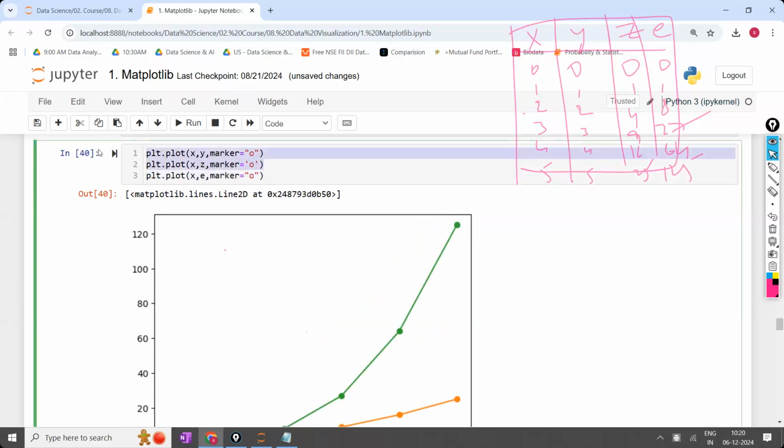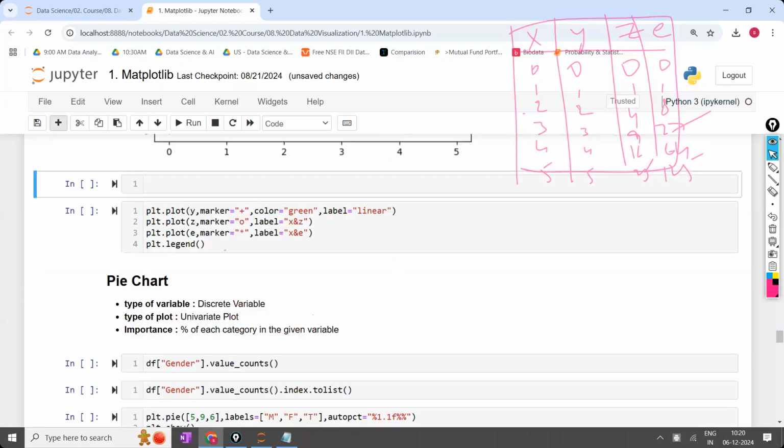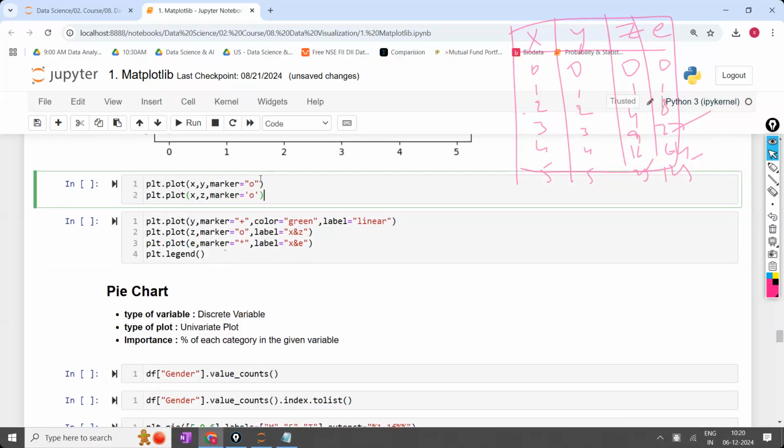Sir, my question is, I have one more question. First one, you are going to consider x comma y, marker as this one, fine. Second one, I want to consider z comma e, not x comma z. I want to consider z comma e. Now what happens? Let us observe. I'm writing first manually. First let us draw x comma y. X comma y is 0 comma 0, 1 comma 1, 2 comma 2, 3 comma 3, 4 comma 4, 5 comma 5. This is the x comma y line plot completed.